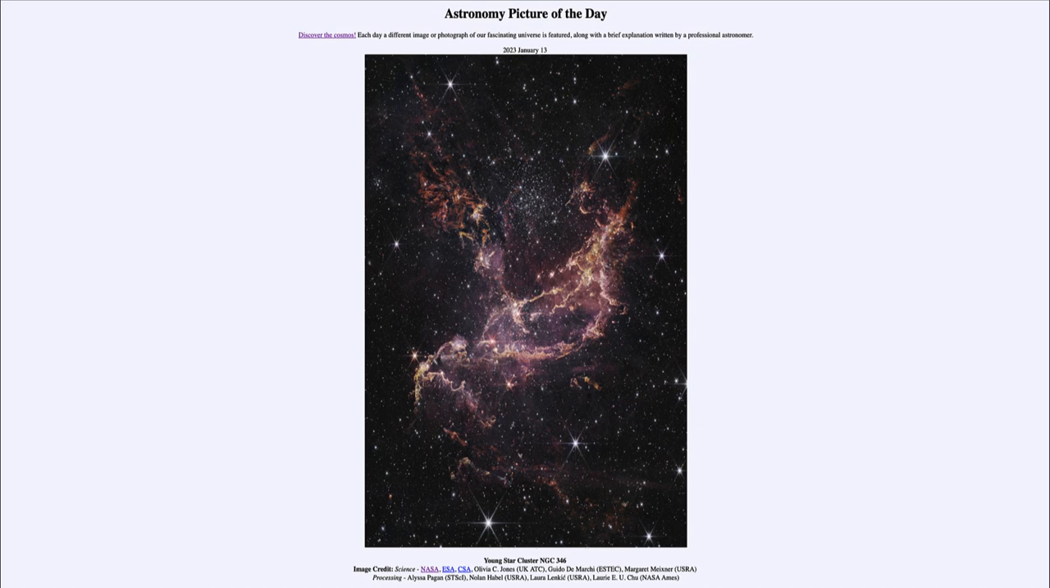Now, what we're looking at is the star cluster known as NGC 346, and this is not a part of our galaxy, but is actually a part of a satellite galaxy to our Milky Way, which is known as the Small Magellanic Cloud. And in it, we see not only the star cluster up above the gaseous region, but we also see some of that gas and dust around it, showing that the star formation is still ongoing.